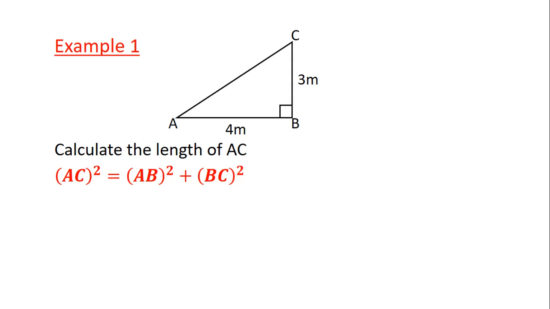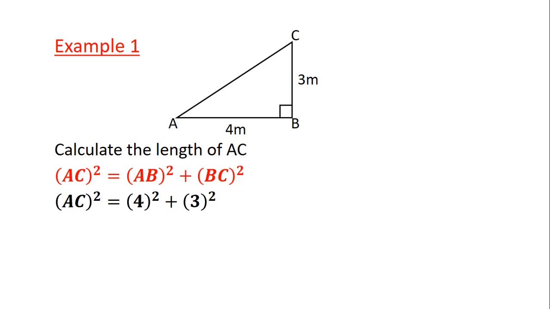Now we fill in the numbers where we can. Now we're looking for the length AC, so that stays the same, AC squared equals, but we have the length AB, and so instead of AB squared we can write 4 squared plus, and then BC, instead of BC squared we can write 3 squared. Notice I haven't put any units down. Although it's 4 meters and 3 meters, I've just used 4 and 3. What we do is we put the units back right at the end. You don't have to work with them all the way through the sum.